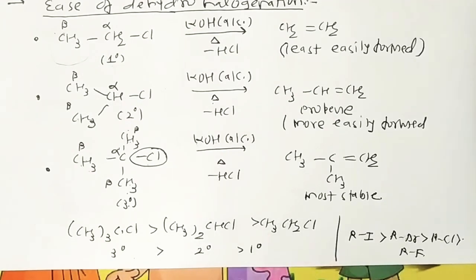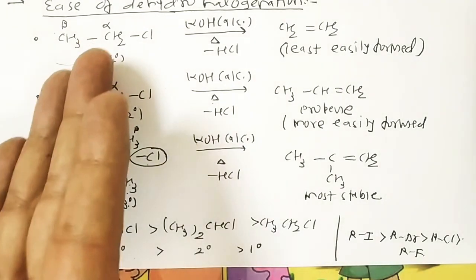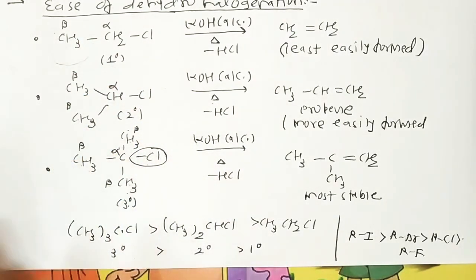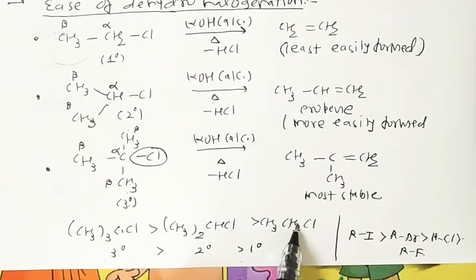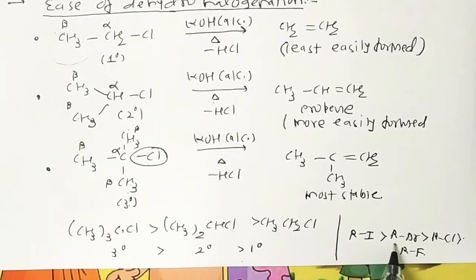In general, the ease of dehydrohalogenation of different alkyl halides having the same halogen decreases in the order of tertiary, secondary, and primary. For the same alkyl group but having a different halogen, it decreases as RI, RBr, RCl and RF, because the size of iodine is quite bigger, so it easily escapes; it is easily removed in the case of elimination.